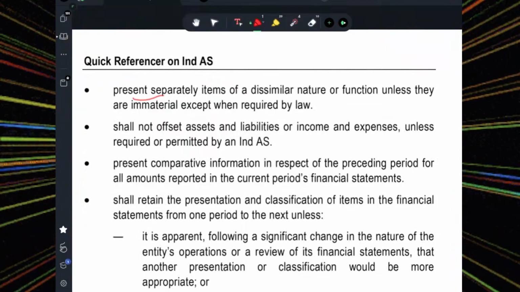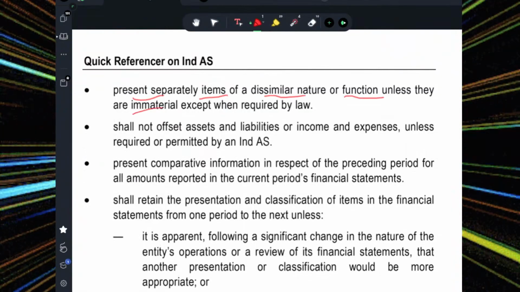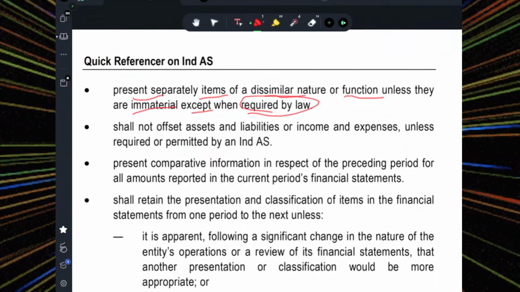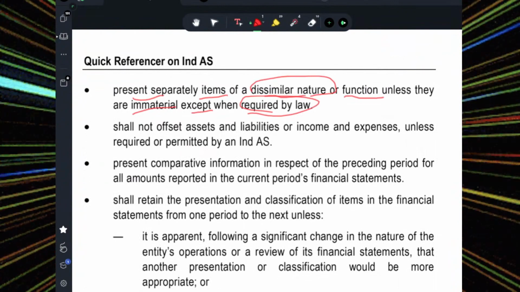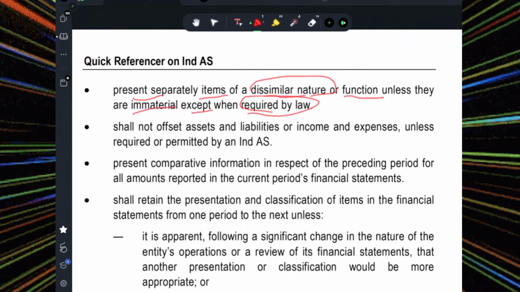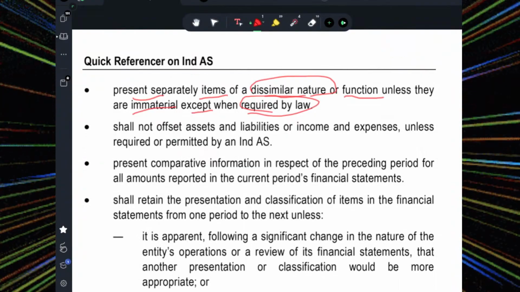Present significant items separately, and items of dissimilar nature or functioning separately, unless they are immaterial, except when required by law. So similar items you should pool together, and dissimilar items should be given separately. You need to give them separately unless and until the law requires otherwise. If the law doesn't require it, no issue.